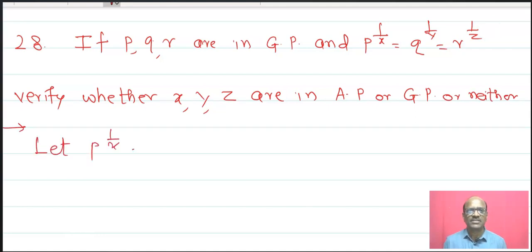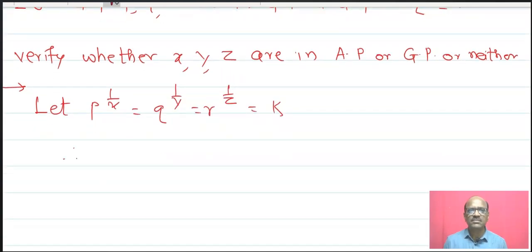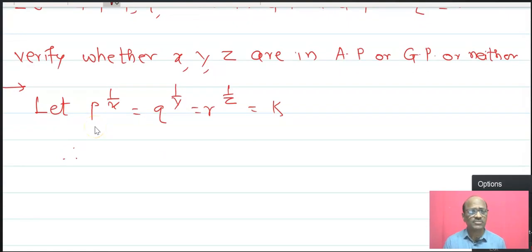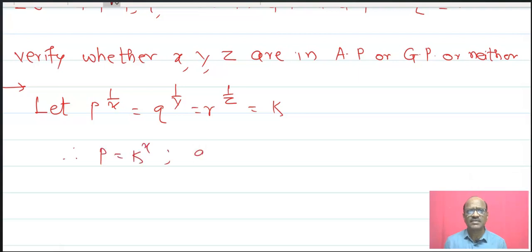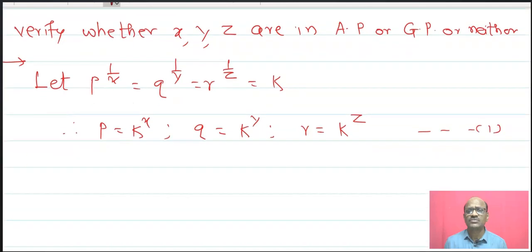Now see this here. We have, that is p raised to 1 upon x is equals to q raised to 1 upon y is equals to r raised to 1 upon z, that is equals to k. Therefore, next is p is equals to k raised to x, q is equals to k raised to y, and r is equals to k raised to z.